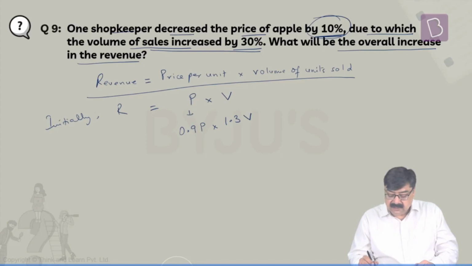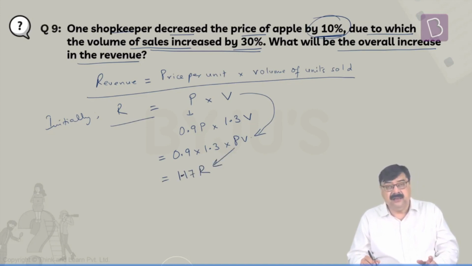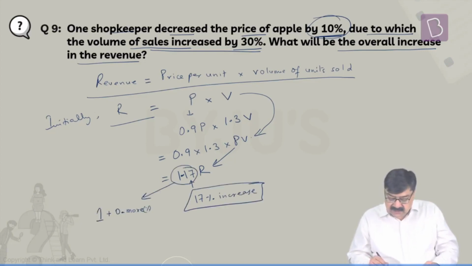All right. So now this is nothing but 0.9 into 1.3 into PV. What is this PV? PV here is R. So 13 into 9 you know is 117. So this will become 1.17 times R. PV here is R. So the revenue has increased by 17%. All right. So this is nothing but 1 plus 0.17. So this has to be 17% increase in the revenue.